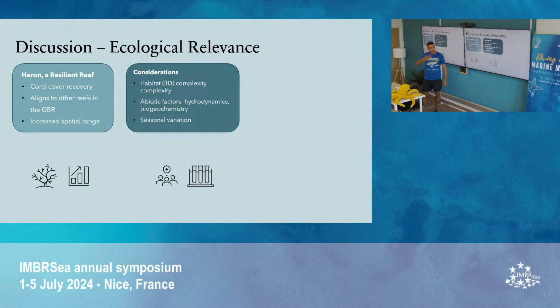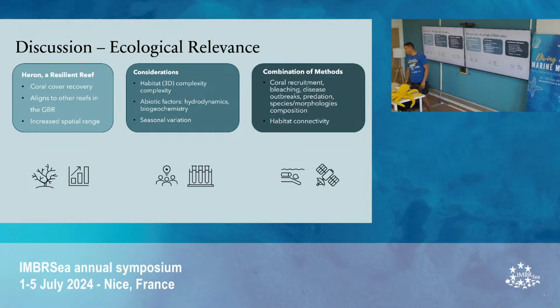Some considerations here are that these maps are obviously 2D, so we can't really see, for example, different morphologies. And there are also abiotic factors that we can monitor with remote sensing, such as hydrodynamics, biochemistry, and so on. There's also seasonal variation, because these maps only represent a single snapshot of a year of benthic composition of the habitat, but there are also algae blooms that may affect some of the benthic composition throughout the year. So this gives another recommendation of the validity of combining methods. And this is essentially using these maps because they give you a good idea, but also looking at other ecological parameters such as coral recruitment, disease outbreaks, competition, predation, and so on, and looking even at different habitats and how they're connected, for example.